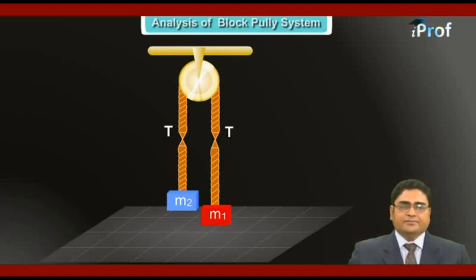For calculating acceleration of block and tension in the string, let's draw free body diagrams for M1 and M2 blocks. And if you want to know the reaction force at the fixed support, then we need to draw the free body diagram for the pulley also.